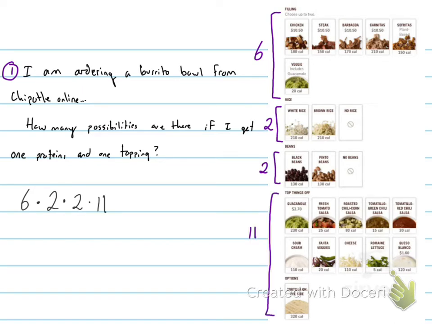Times there's 11 toppings. So to get all my different possibilities, if I just get 1 topping and 1 protein, I would do 6 times 2 times 2 times 11. And there are 264 possibilities for different types of burrito bowls. Knowing that we could multiply these is way more efficient than actually writing out over 200 different possibilities. Along with counting, there's 2 important definitions we have to go over.